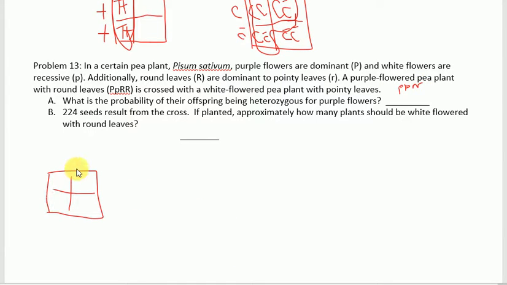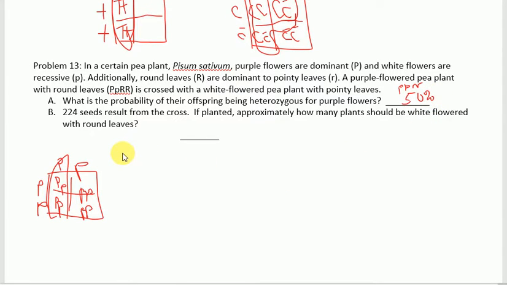Okay, so we are going to cross the purple with the white. And we are going to end up with two purple, two white flowers. So what is the probability that of their offspring being heterozygous for purple? That would be these two right here. So the answer would be 50% or 1/2.